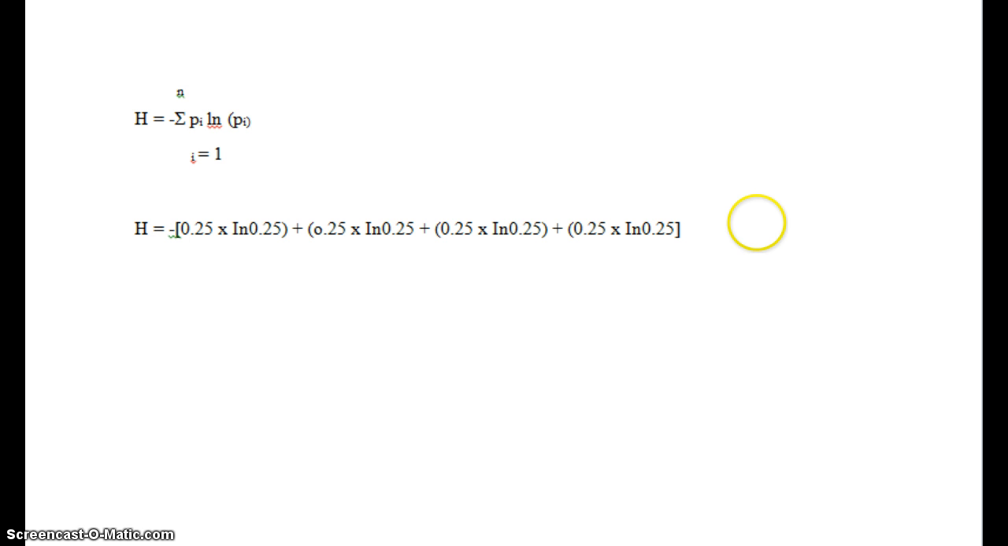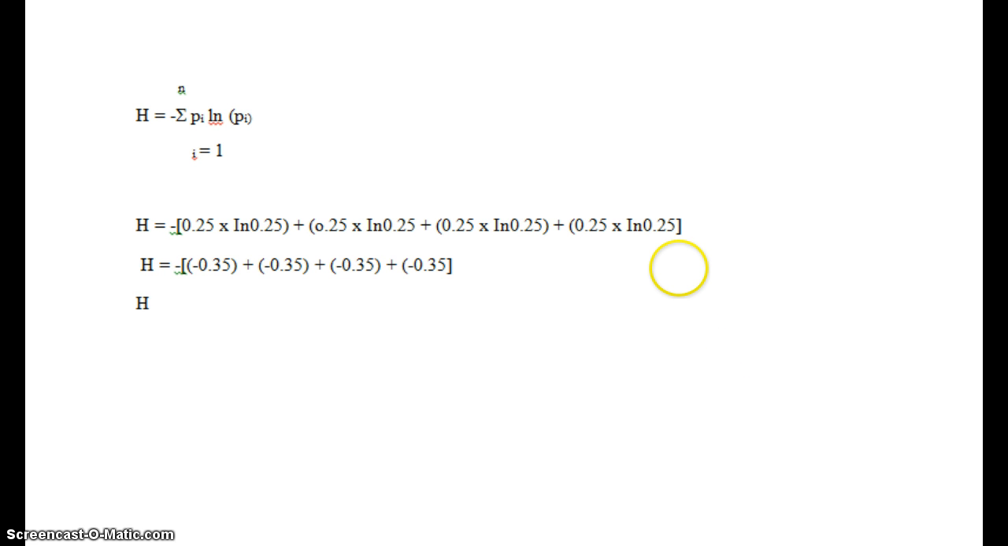Then this would be simplified to H equals a negative 0.35, and then you would do that 4 times, giving you a final answer of H equals 1.40.